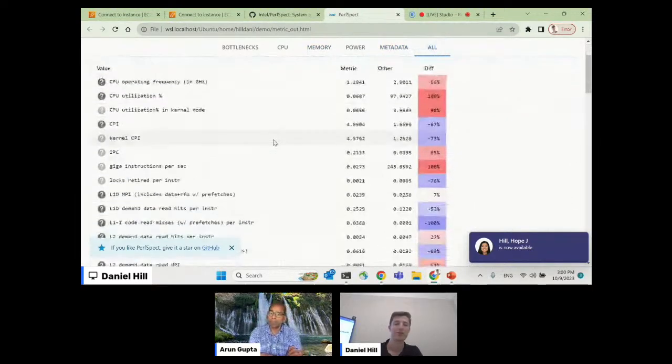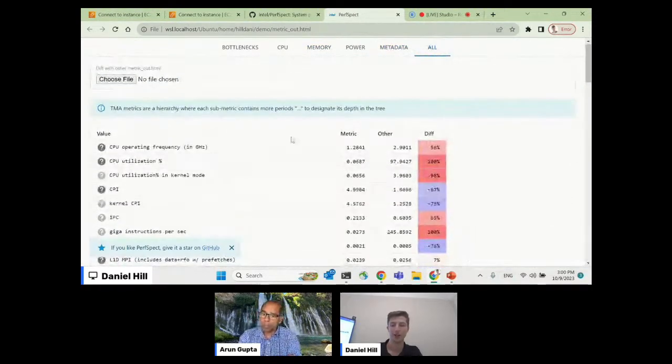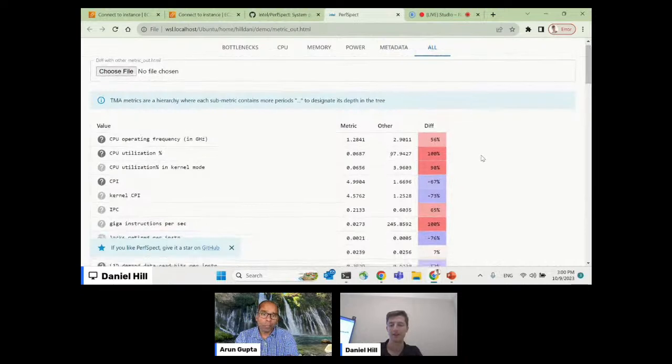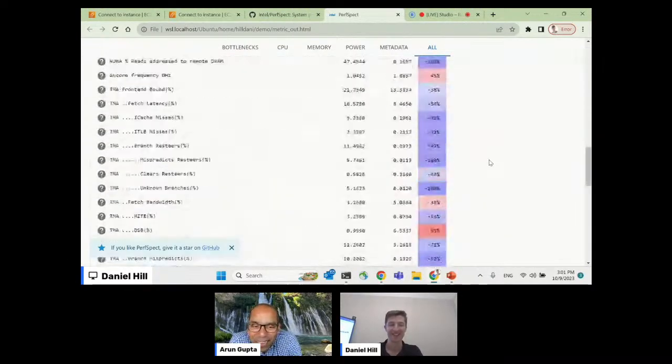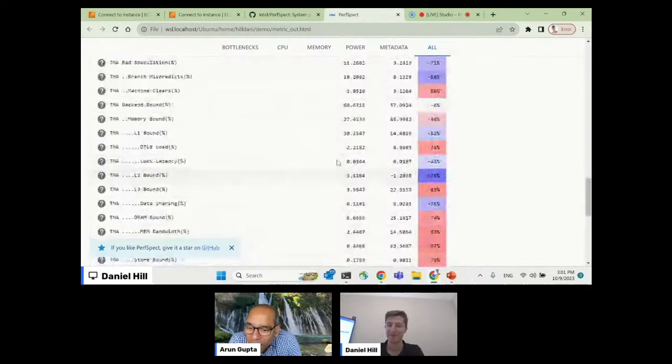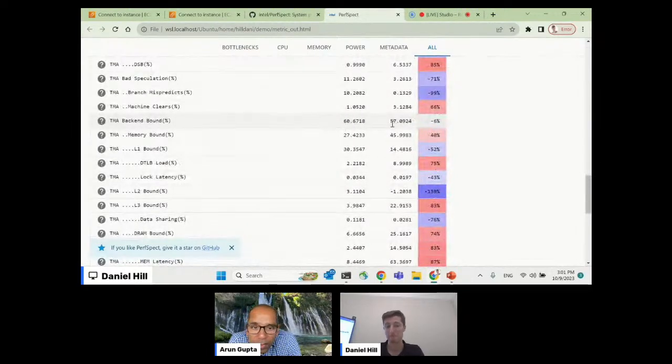And then the nice thing over here is you can start to do those diffs. Here I preloaded a diff between an idle system and an actual workload. And so you'll see just changing clearly, a lot more CPU utilization on that. But maybe you would want to look at back-end boundedness or bad speculation. See what stands out.